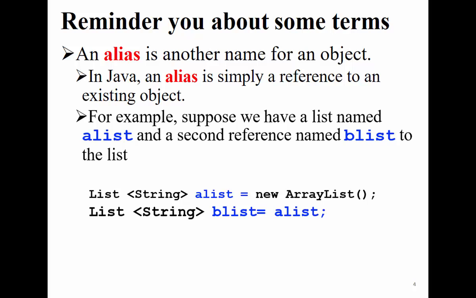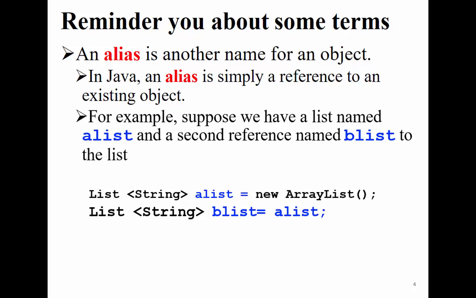Sometimes I give a name a list and b list. Both a list and b list are referring to the same object. I'm not creating a new object of type array list. I create an object only once using a new. You see here a new operator. I create only one object, and I use a list and b list to refer to the same object. I'm not wasting the memory. I just give a different name for the same object.